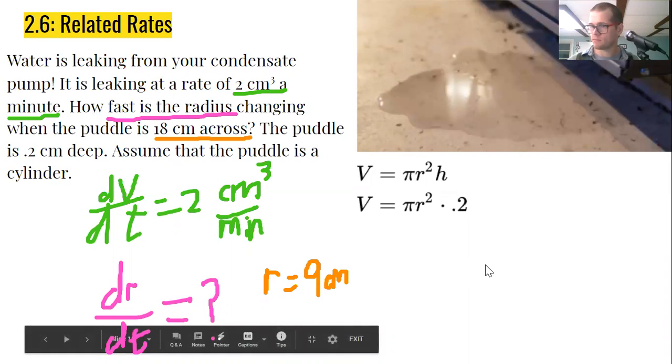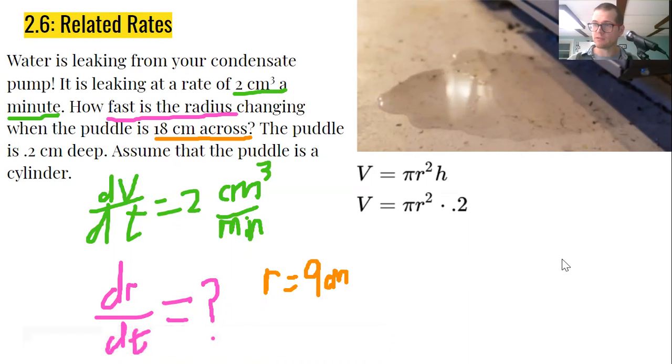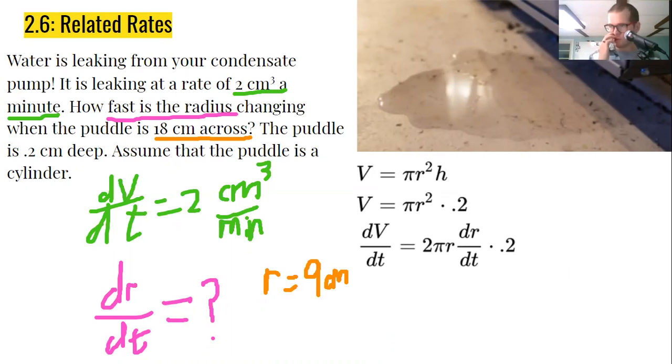Sweet. So now we have this. What we're going to do is take the derivative with respect to time of both sides. There's a little piece in between where I actually show the setup of the derivative. I just didn't do that here. The derivative of V with respect to time is going to be 1 times dV dt.